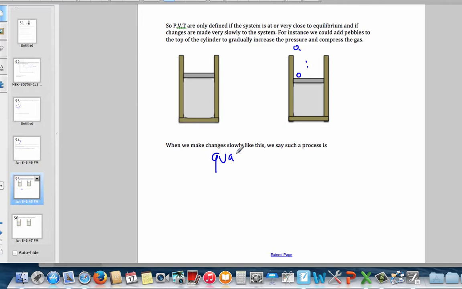Slow changes, when we're staying close to equilibrium, we say it's a quasi-static process. It's almost static. It's almost at rest. And I use the letter Q to abbreviate that.